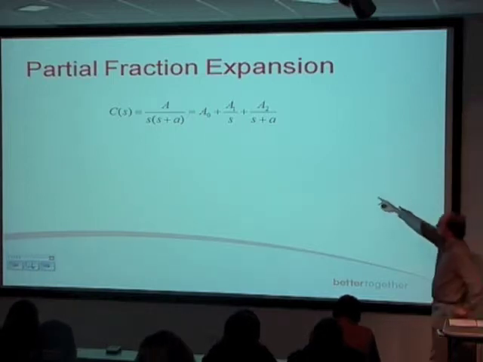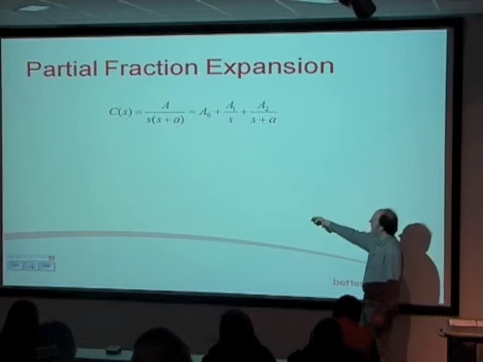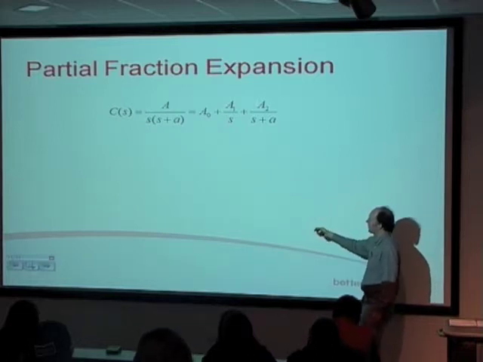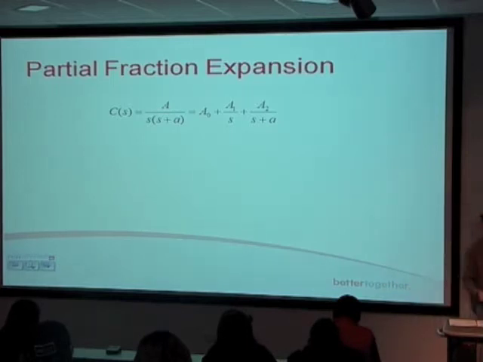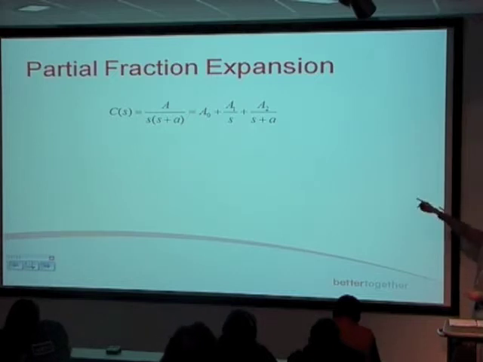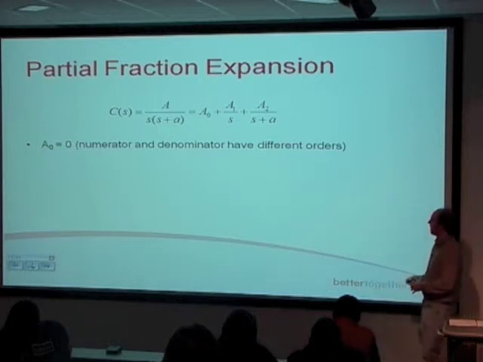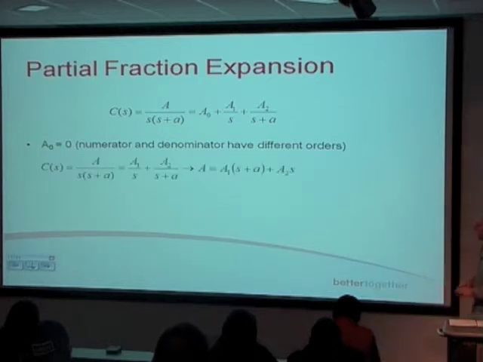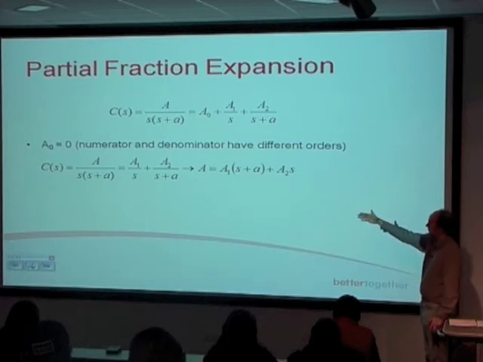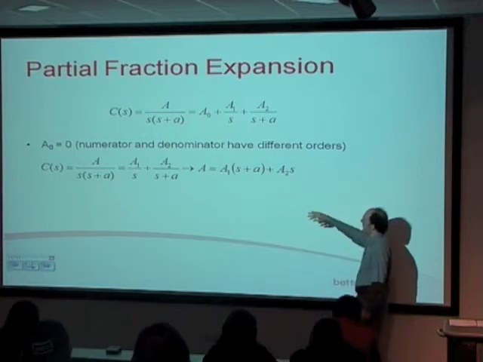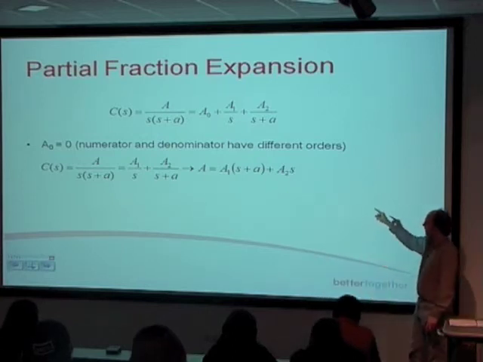So you can separate the denominator of the fraction. You see here that this function is going to be equal to some term over s plus some term over s plus a. Generally, if the denominators are different orders, so there's s on the bottom, or s squared in fact in this case, and nothing on the top, then a0 will end up coming out to be 0. And so we can say that C of s is A upon s times s plus a, and that's equal to a1 over s plus a2 over s plus a.